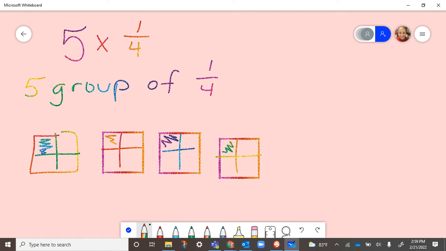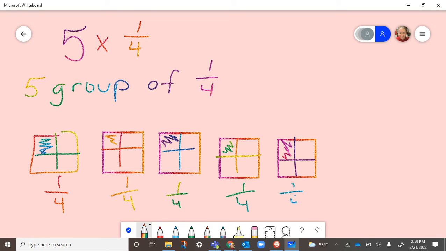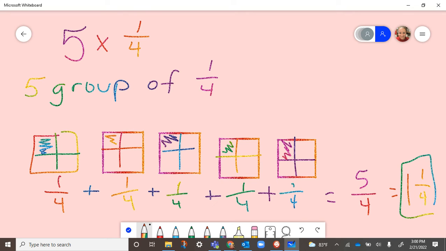Here's 4 and 5. All right, so there's 1/4 five times. And if we add all those up, 1/4 plus 1/4 plus 1/4 plus 1/4 plus 1/4, that would be 5/4. We can change that to a mixed number. So there is 1 whole, and there's 1 part left over with a denominator of 4. So 5 times 1/4 is 1 and 1/4.